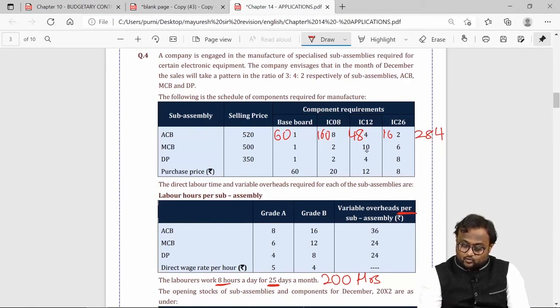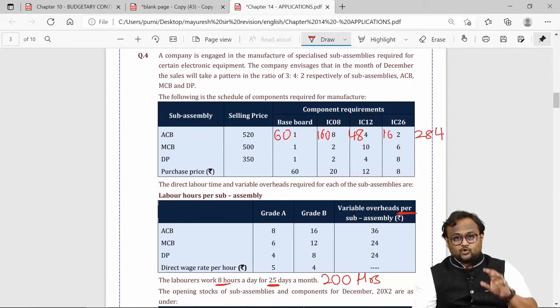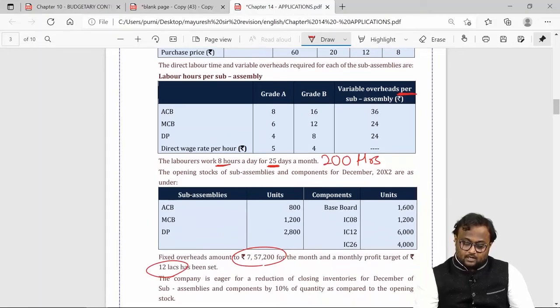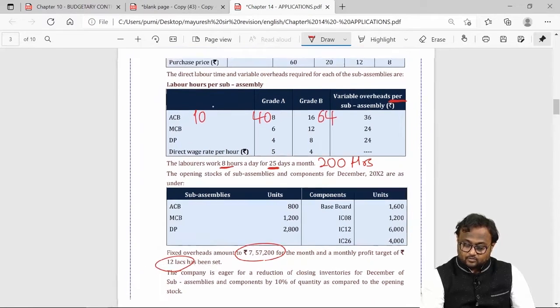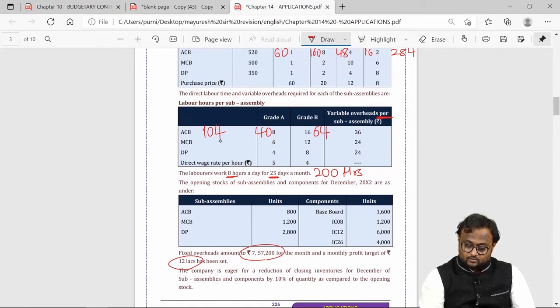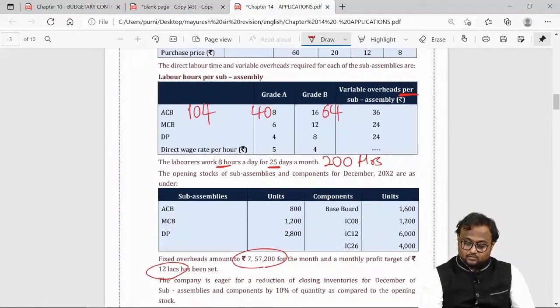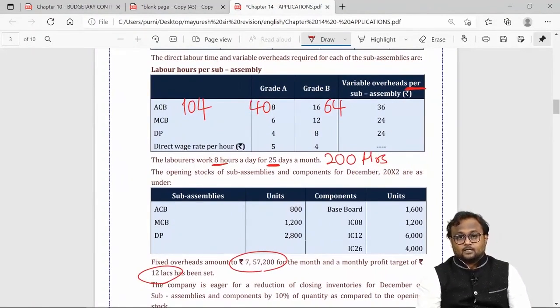60 into 1, 20 into 2, 12 into 10, 8 into 6 and all that. Okay, so you have material cost per unit for MCB. Let's talk about labor cost of ACB. 8 hours and 16 hours is the requirement. 5 and 4 are the number of hours. So 40, 64. 104 will be the labor cost, and 36 will be the variable overhead.